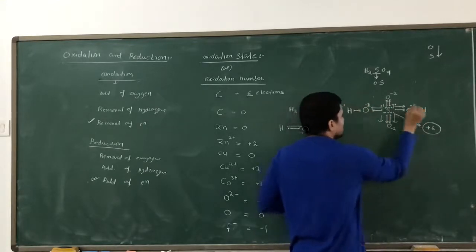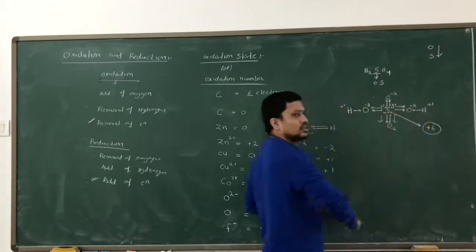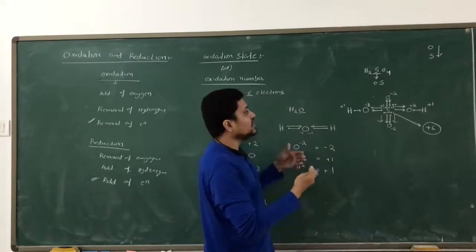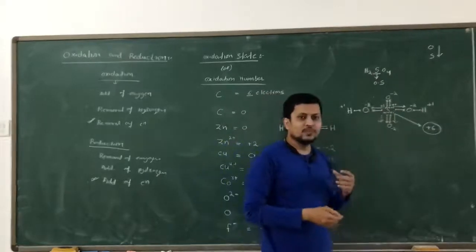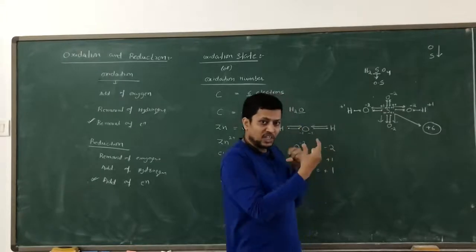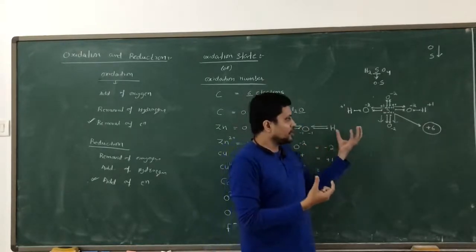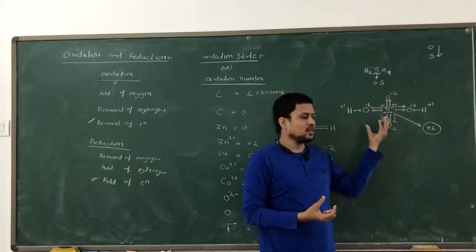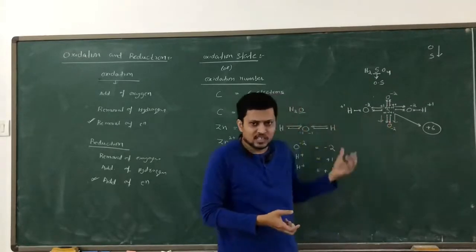Hydrogen is +1, this one is +1. So the oxidation state of all the compounds we can understand by seeing the structure, with the difference in electronegativity between the two atoms sharing the bond in the compound. By this method we can go for the oxidation state. By seeing this we can understand very easily.